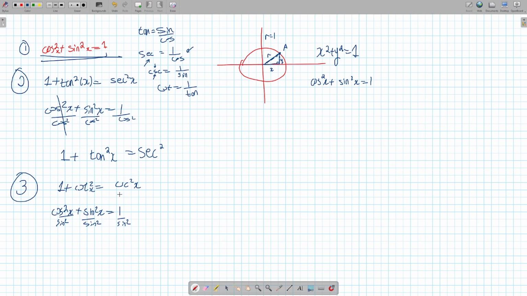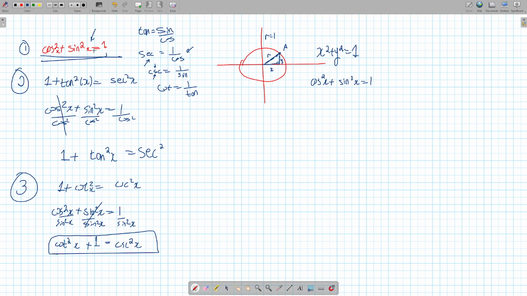Cosine squared over sine squared. We know sine over cosine is tan, but cosine over sine is cotangent, because cotangent is 1 over tan, the opposite of what tan is. So cosine squared over sine squared is cotangent squared. Plus sine squared over sine squared, which is 1. Then 1 over sine squared: 1 over sine is cosecant, and since it's squared, we make it squared. Is that hard? No. So using the first one, you can find the second and third.